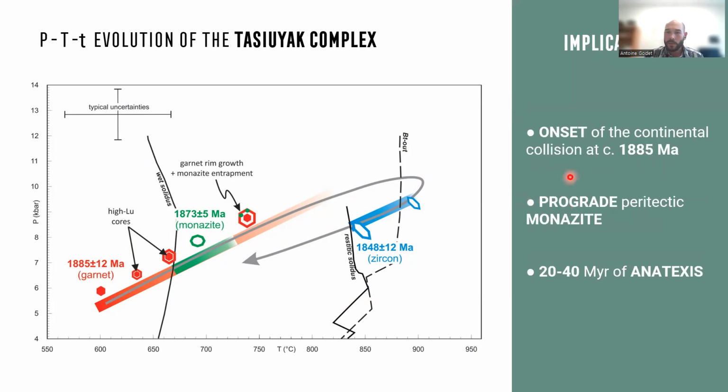So what are the implications? First, we can use the garnet chronometer as a proxy to date the onset of the continental collision and the burial of the supracrustal sequences at depth. And we have a constraint at 1885. We have textural and chemical evidence of prograde peritectic monazite that was entrapped in the garnet rim, and we were able to estimate the duration of the anatexis of about 20 to 40 million years.